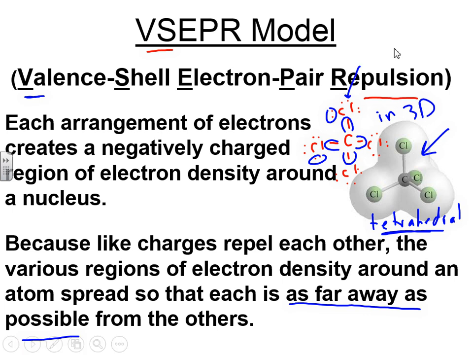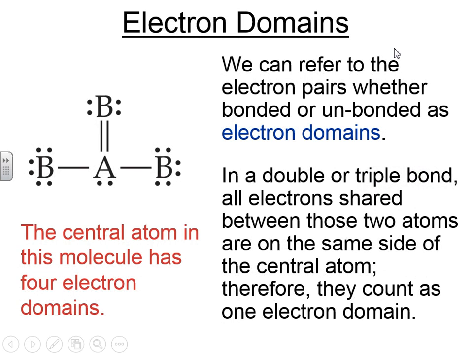Alright? Now, let's define a few things. Let's define something called an electron domain. So we can refer to these electron pairs, whether they're bonded or unbonded, as electron domains. So for example, this could be called an electron domain, so can this, and so can this. Here it says that a double or a triple bond actually counts as one electron domain. So this double bond here counts as one domain, and domain meaning area of electrons.